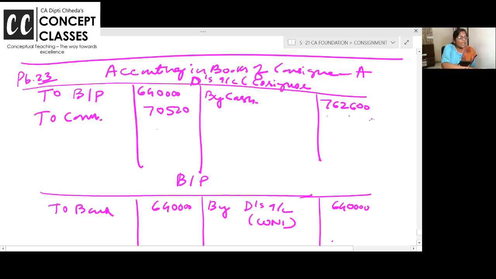Okay. Besides that, if you have incurred any expense, you will get reimbursement of the expense. How much expense is incurred in cash by the consignee? 12,000. Exactly the opposite account we are preparing. If you want, I'll make it and show you. It will take 2 minutes. That's all.